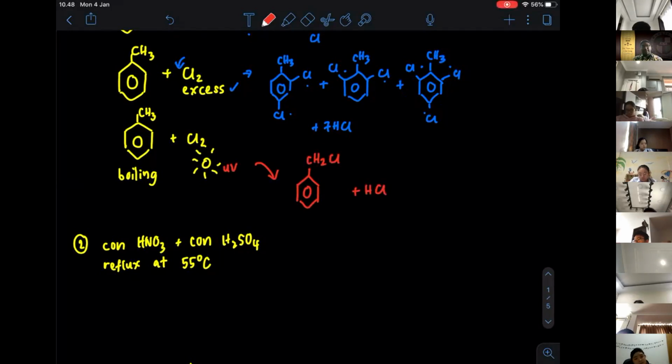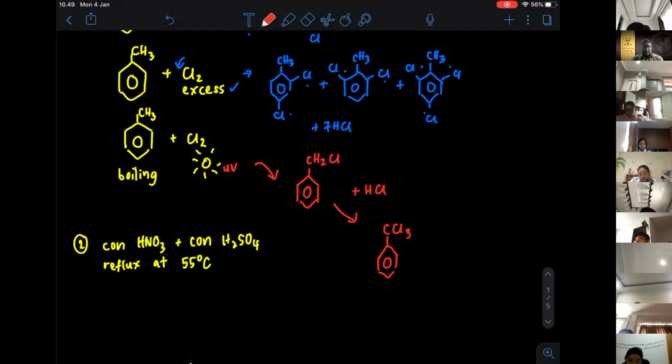If you have excess Cl2, the reaction is going to continue until all the hydrogens in the side chain are completely substituted. It means you are going to have CCl3 with the benzene over here. This is going to happen if the reaction is completed. So this is some of the things that we need to take note of.